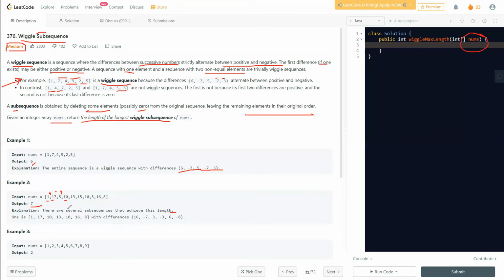So your idea is not to find the multiple subsequences, your idea is to find the length of one subsequence. You can end up finding something that is actually the same we are looking for. Then 10 minus 5 is 5, that's a positive. And then 13 minus 10 is again positive. So we cannot take either 10 or 13 at the same time.